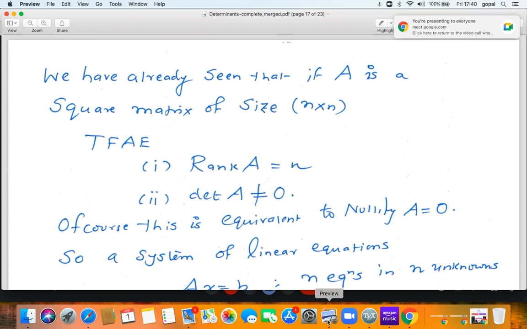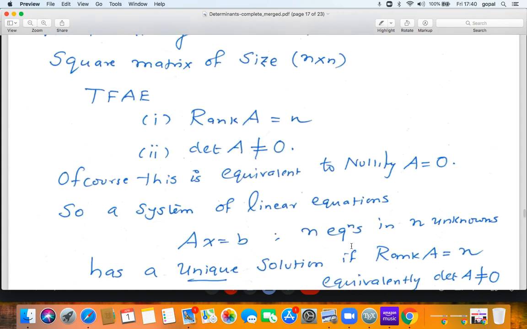We have already seen that if A is a square matrix of size n cross n, the following are equivalent. Rank of A is n, equivalently, nullity of A is 0, and determinant of A is not 0. These are equivalent statements. Of course, this in turn means that A is invertible.